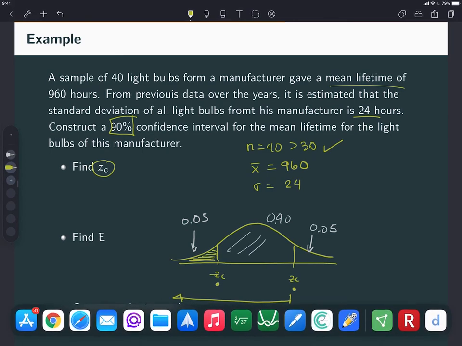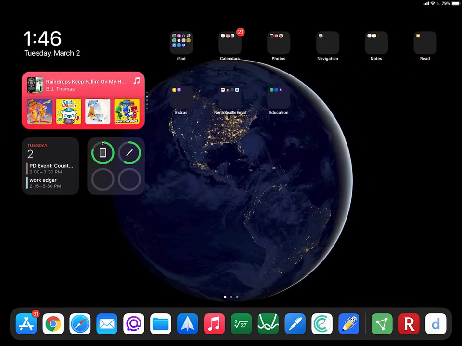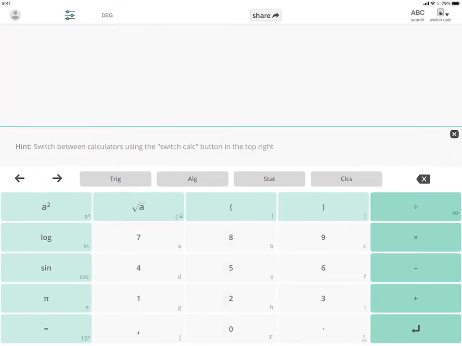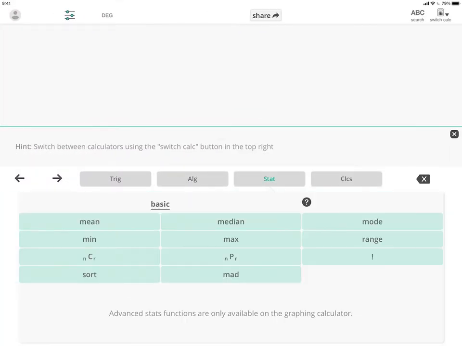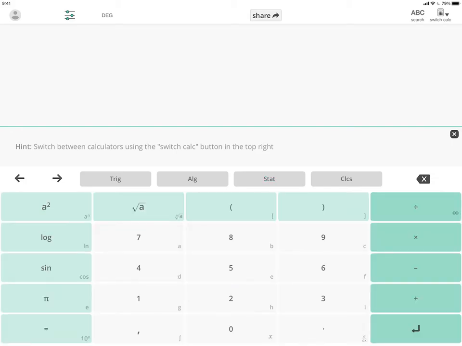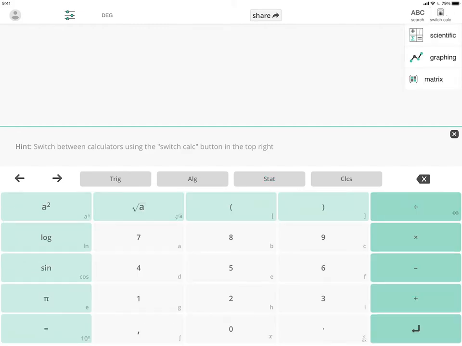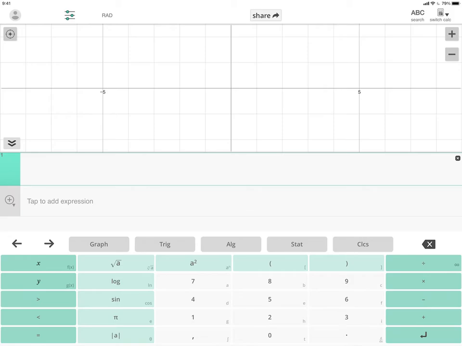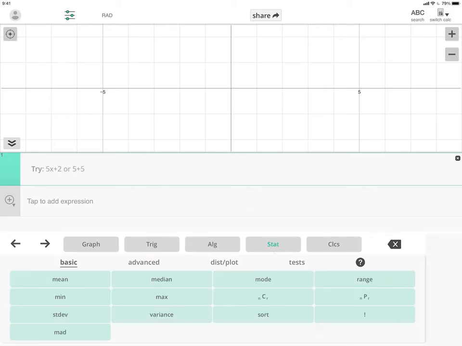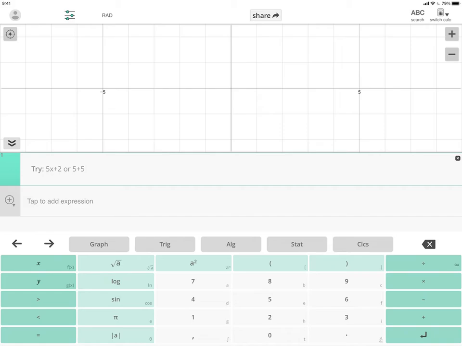So I'm going to grab the ClassCalc calculator, and I'm going to type statistics. I need to switch the calculator to the graphing calculator. There we are. Now I can press statistics. Oh no, sorry, I just need to type. I forgot what I was doing. I'm getting ahead of myself.